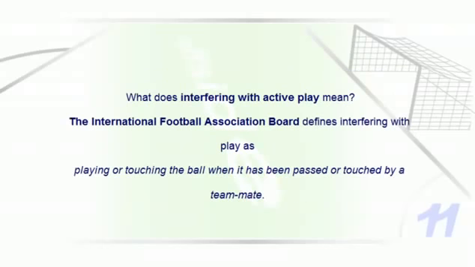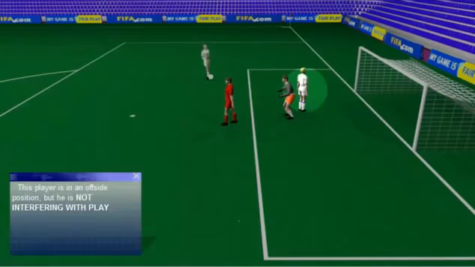What does interfering with active play mean? The International Football Association Board defines interfering with play as playing or touching the ball when it has been passed or touched by a teammate.